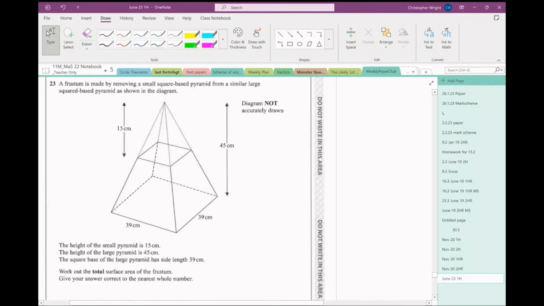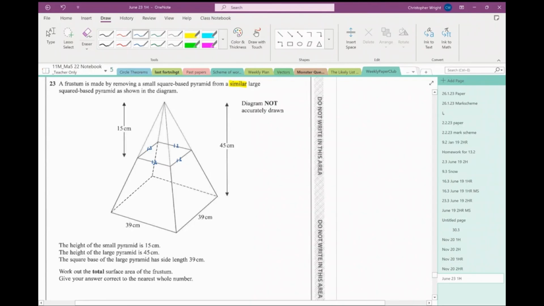Okay, we're going to remove this square-based pyramid, the smaller one, from the top of the larger square-based pyramid, the similar large square-based pyramid, and we're going to then find the surface area of the shape that's left. Okay, we're given some heights, and I noticed that the smaller square-based pyramid is a third of the height of the larger one, so all the lengths will be a third. So I can instantly see that this square on the top is going to have sides of 13.